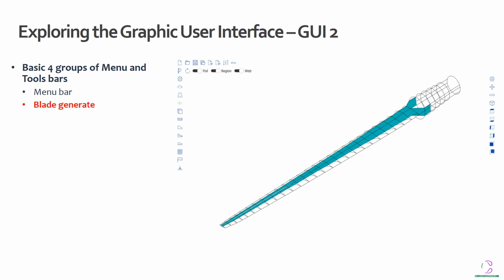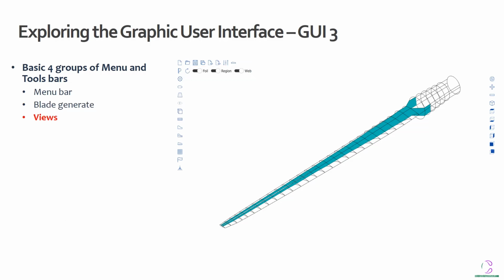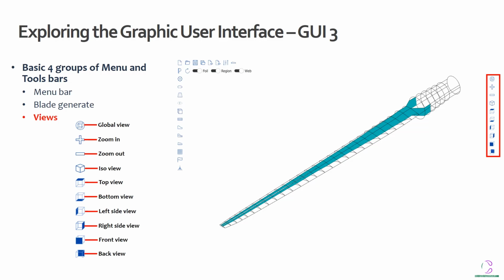Next on the list are the blade generate toolbars and commands. Here you can see how it's possible to regenerate your model when you've made some changes. You can also toggle on and off the different foil regions and webs to know which part of the blade those represent. By toggling them on and off, you can understand how BladeComp works with respect to the different regions and cross sections of the blade. The third toolbar is the view commands. Here you have the different options, one of which is the global view selection. You can zoom in or zoom out. You can look at an ISO view, front view, back view, amongst others.